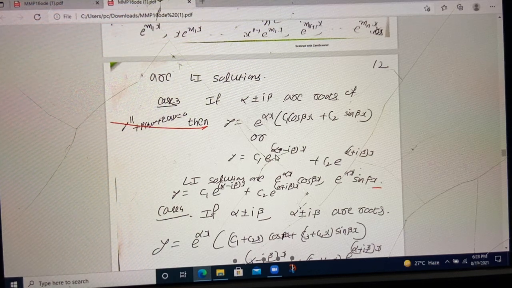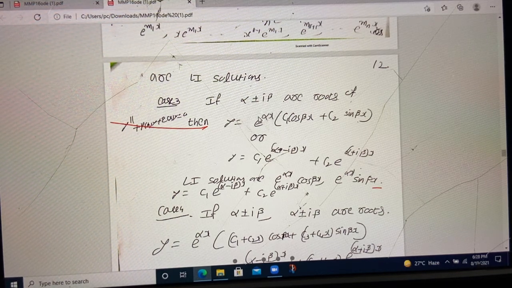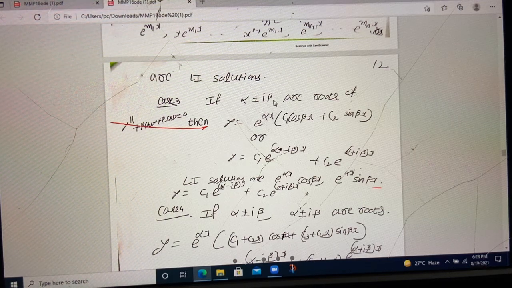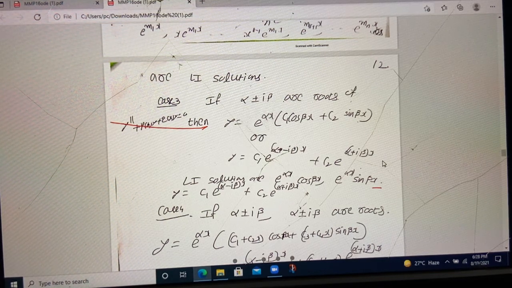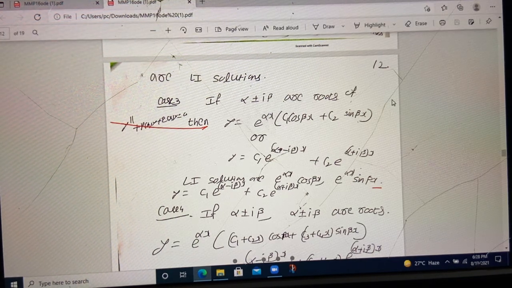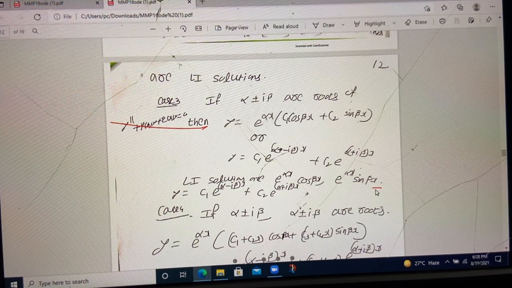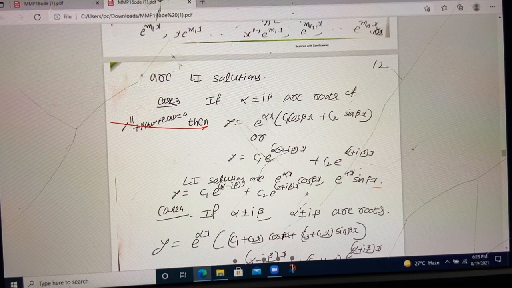Most physicists don't take it like this. You find it in your mathematical physics book like this: because alpha minus i beta and alpha plus i beta are different, we take c1 e^((alpha - i beta)x) plus c2 e^((alpha + i beta)x). Here I have given e^(alpha x) cos beta x and e^(alpha x) sin beta x as the linearly independent solutions. Then somebody may ask, how did we get this step? How are these two related?